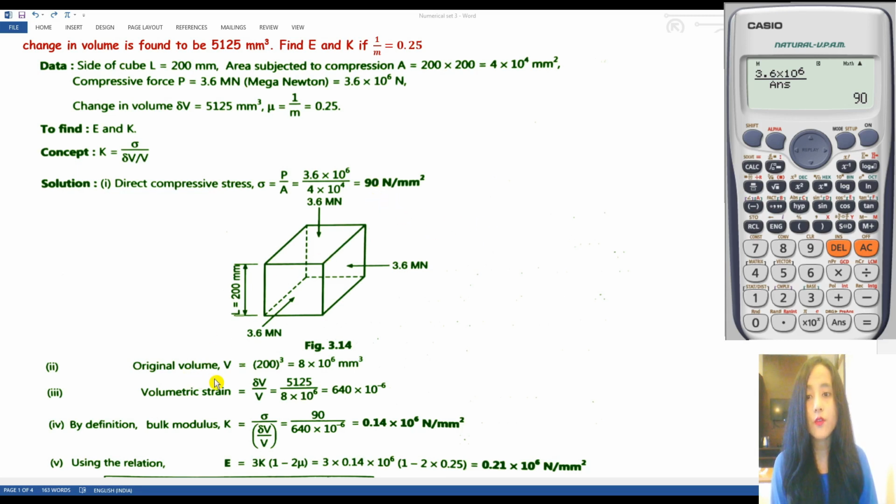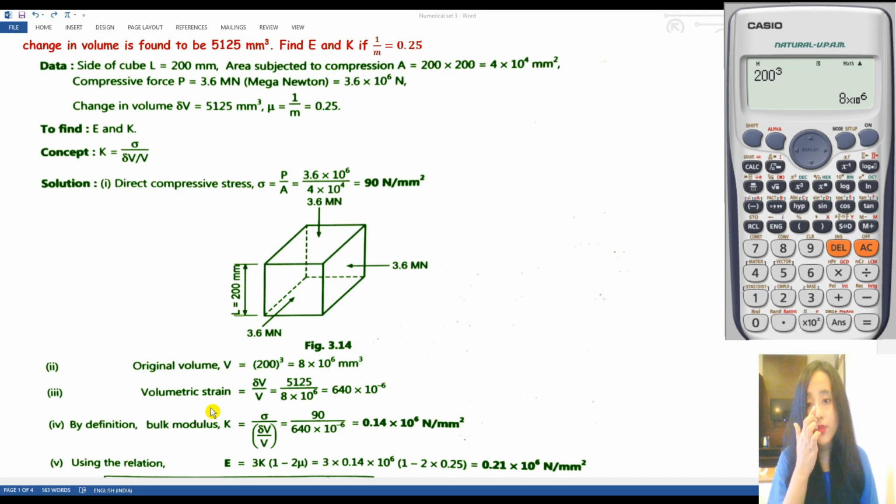Now we have to find the original volume. Since it is a cube, how will we find the volume? It will be side cube. So if we cube the side, how much is the side given? The side is given as 200. If we cube 200, we will get volume equal to 8 into 10 raised to power 6. So we have volume equal to 8 into 10 raised to power 6 mm cube.